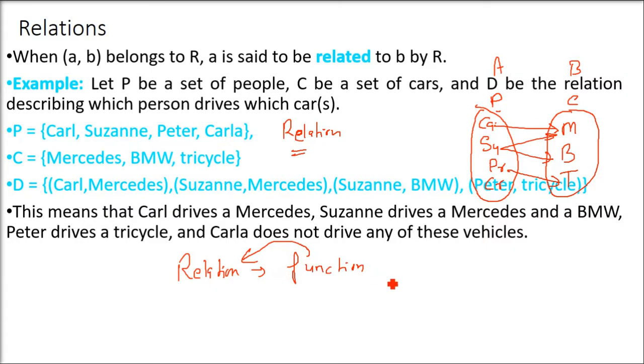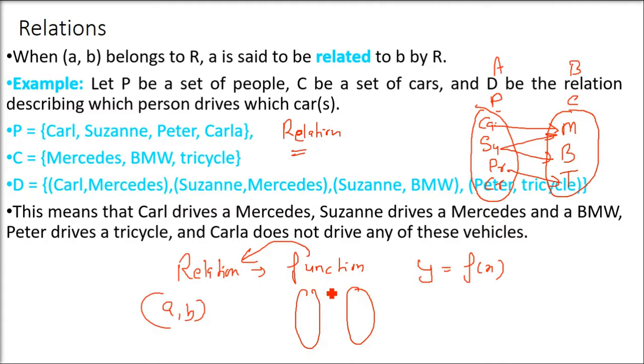So what is the function? All the elements of C will have a corresponding element of P. That is, the image should be there. We'll talk about the domain, codomain and range, all that. Let me take a function y equals f(x). Ordered pair is (a, b). Let us take this is one set, this is second set. How do I relate this relation and function? You see, I am just specifying function as a relation.